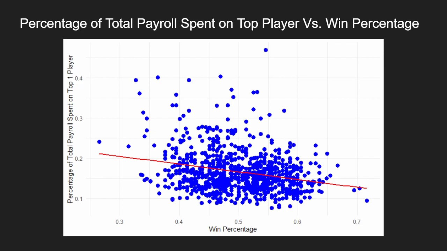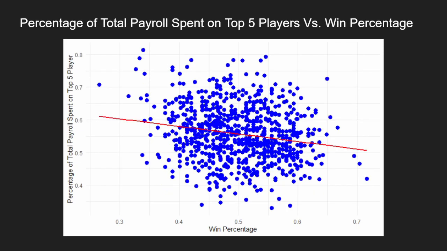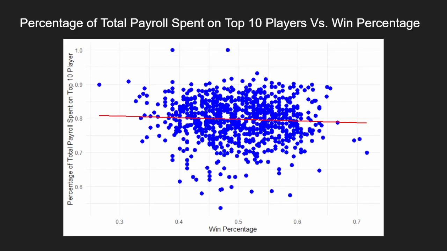So the percentage of total payroll spent on the team's top player versus their win percentage. Now here you can see a downward trend, and the teams that are really winning a lot of games here, 70% of their games, they're spending between 10 and 15, some even less than 10% on their best player. And now when we look at top 5 players, it's still a downward trend, but less obvious. And then 10 players is almost just flat. This seems to not really tell us much.